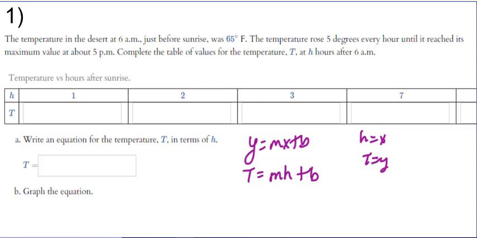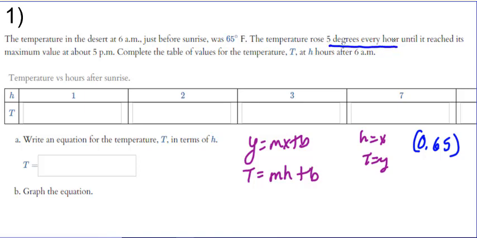So h equals the x and t equals the y in this. In the beginning, before the sun came up, it was at 65 degrees. So that's an initial value, okay? At 0 time, it was 65. Let me see if I can write that a little bit neater. At 0 time, it was 65 degrees, right? So we can put that as an ordered pair.